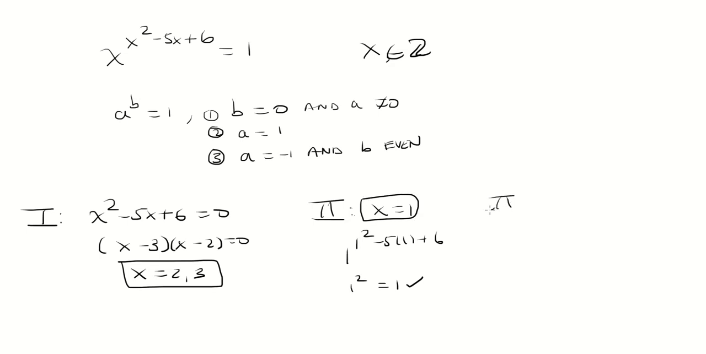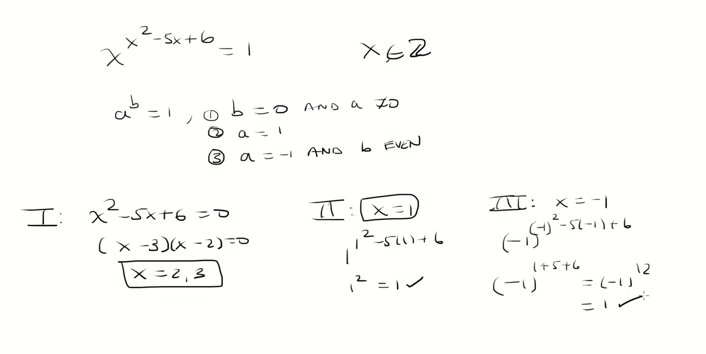Okay, third case, we want the base to be negative 1. So x equals negative 1. So we have negative 1 raised to the negative 1 squared minus 5 times negative 1 plus 6. So negative 1 on the bottom, and then negative 1 squared is 1, plus 5 plus 6. That's going to be negative 1 to the 12th, which is 1. That works.